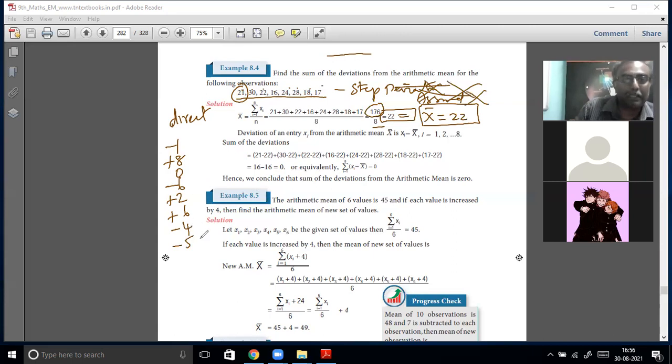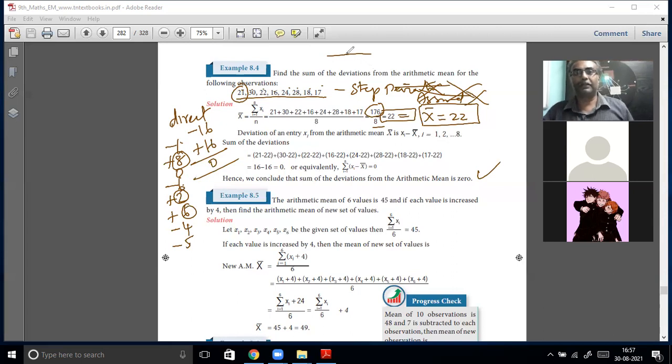Now calculate all the minus. 5 plus 4 is 9. 9 plus 6 is 15. 15 plus 1 is 16. Minus 16 is coming. Here calculate all the plus. 8 plus 2 plus 6, how much? 16. So minus 16 plus 16 equal to 0. Okay, you have proved that. You got your sum right. Arithmetic mean is also right.